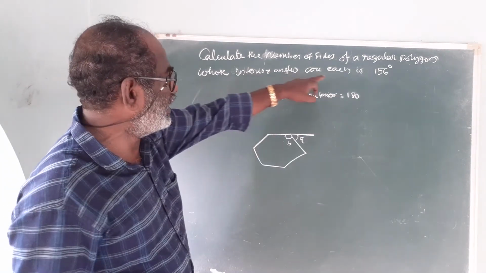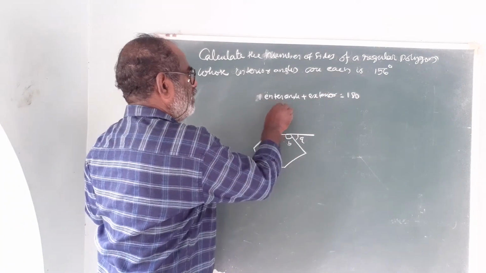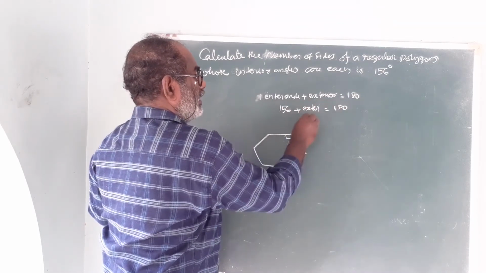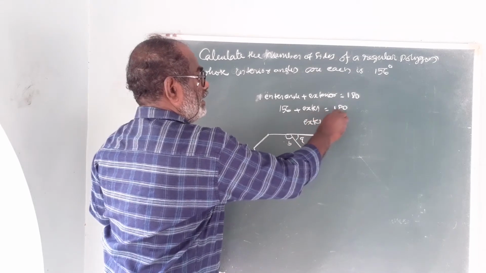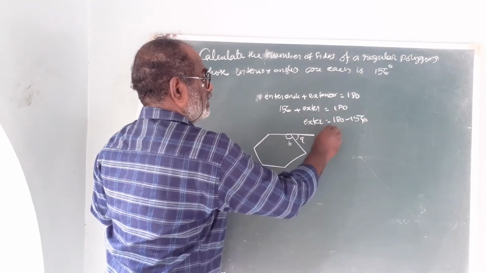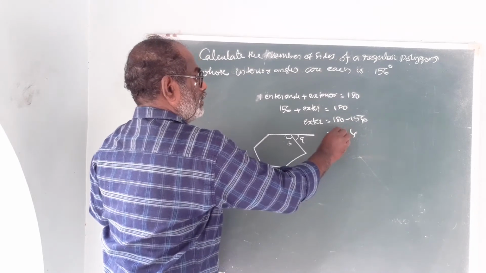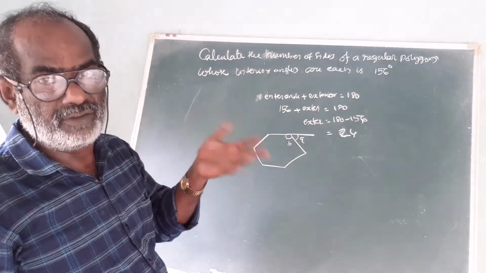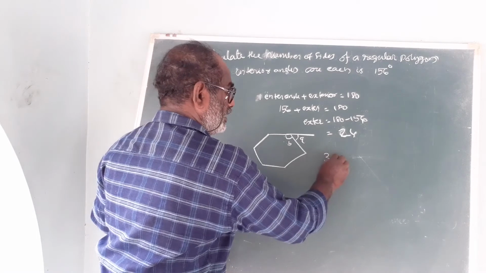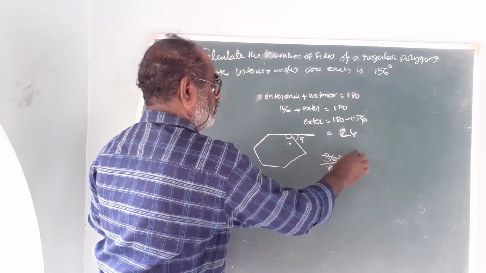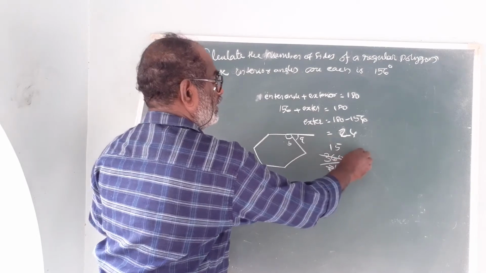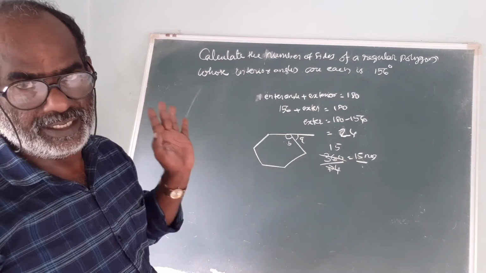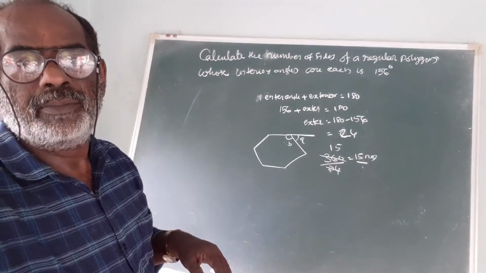One interior angle is equal to 156. So interior angle 156 plus exterior angle is equal to 180. So what is the exterior angle? 180 minus 156 is 24. So the exterior angle is equal to 24. Once we get the exterior angle, we can easily find the number of sides. That is 360 divided by 24, which is 15. So the regular polygon has 15 sides. Clear? Next problem.